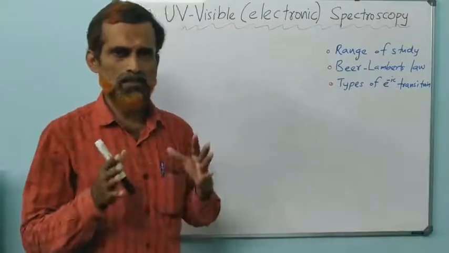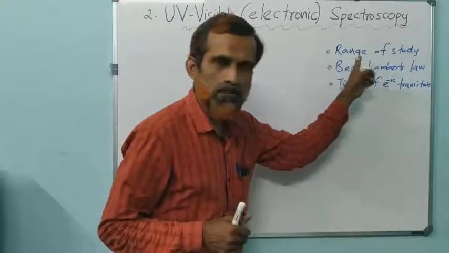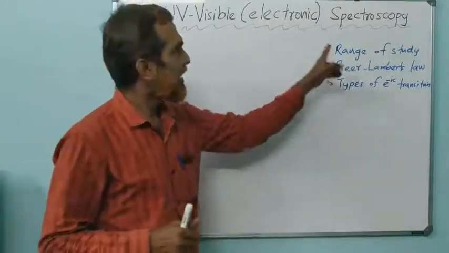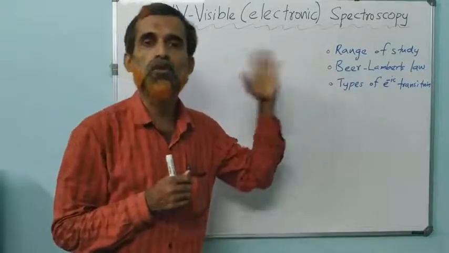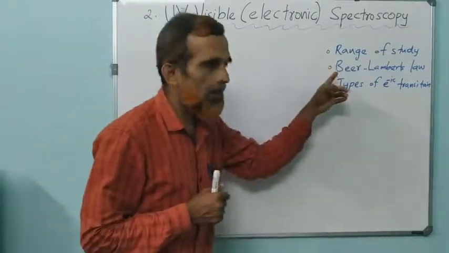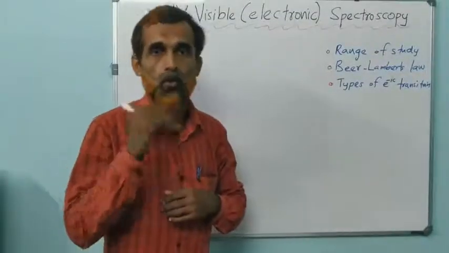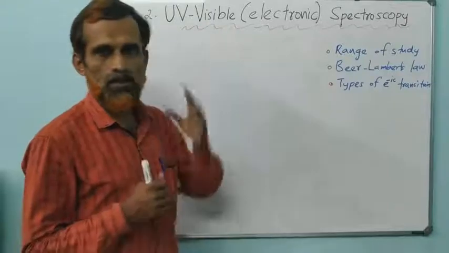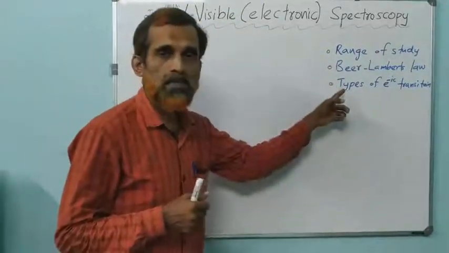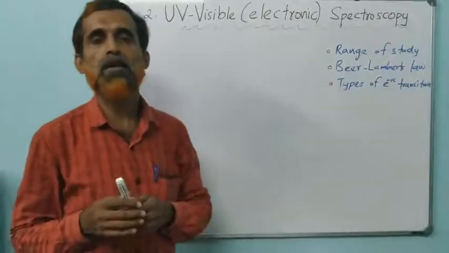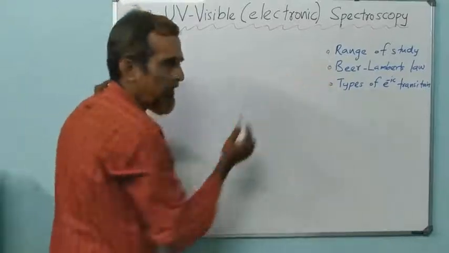Today we discuss the first part of UV visible spectroscopy. We discuss three things. Number one, the range of UV visible radiation used for the study, and then a very important underlying law in connection with this electronic spectroscopy, that's called Beer-Lambert's law. And also we discuss various types of electronic transitions which take place in molecules. First of all, range of study.